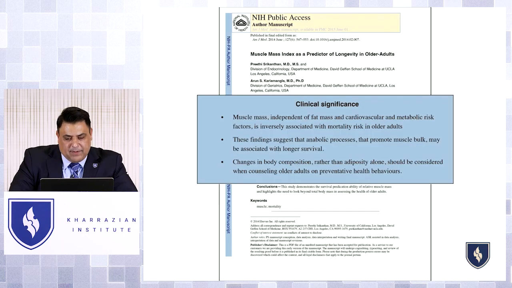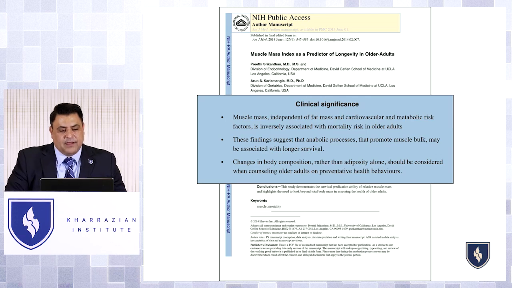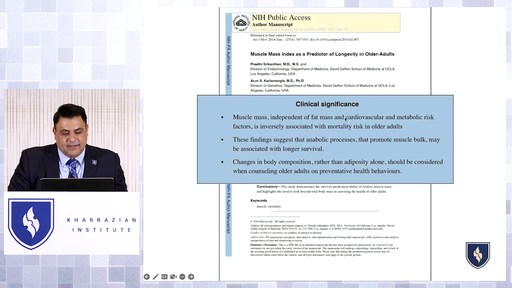Okay, this is a paper titled Muscle Mass Index, the Predictor of Longevity in Older Adults. And they go on to show in this review, muscle mass independent of fat mass and cardiovascular and metabolic risk factor is inversely associated with mortality risk in older adults. Okay? So it's its own very profound independent variable that impacts longevity.